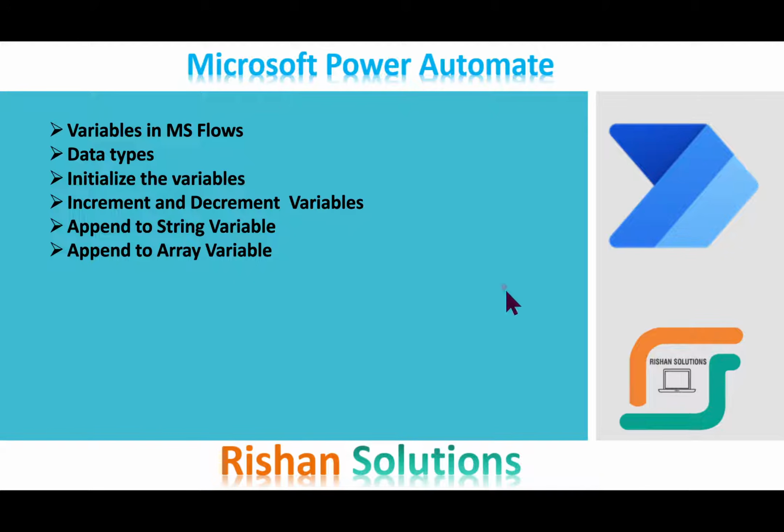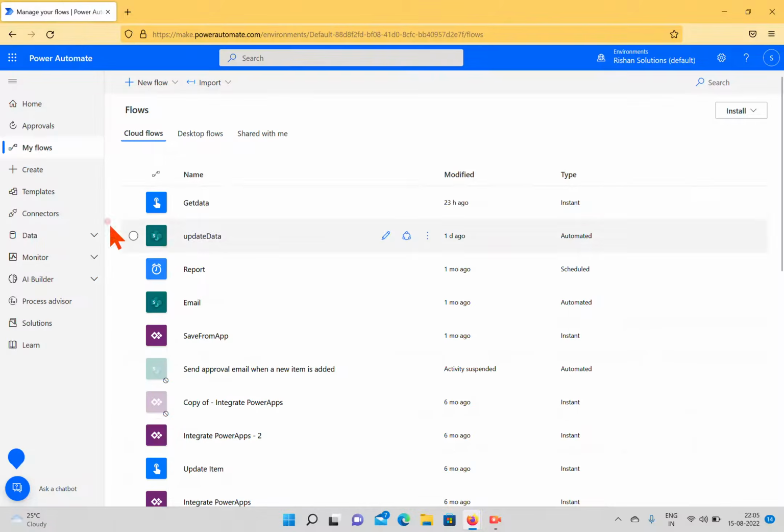In this video, we'll discuss variables in Microsoft Flows, and also we'll see what data types are available for the variables, and we'll initialize the variables and try to set values to the variables. And also we can increment and decrement the variable values, depending upon the requirement. We can do that. And also we can append a string to a string variable, like if you declare a variable as a string and you want to append a string to that existing variable, you can do that. And also we can append values to array variables as well, that we'll discuss in this video.